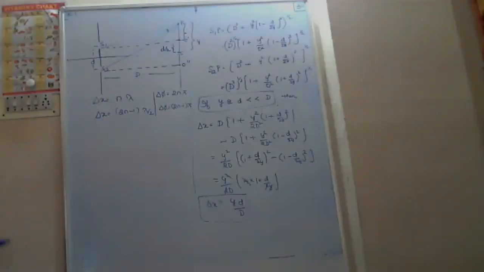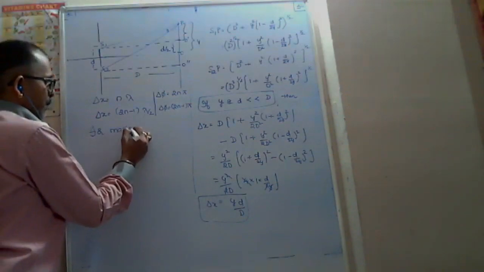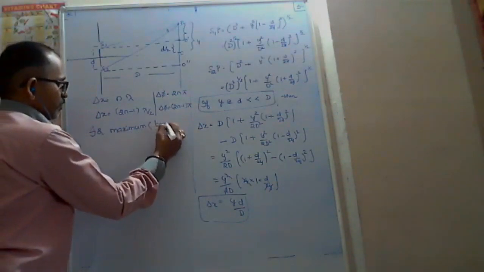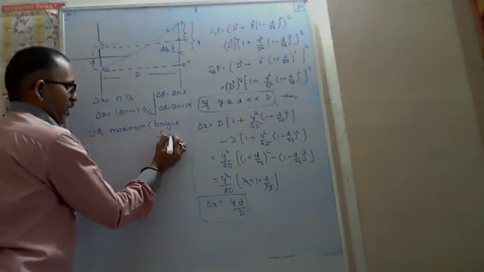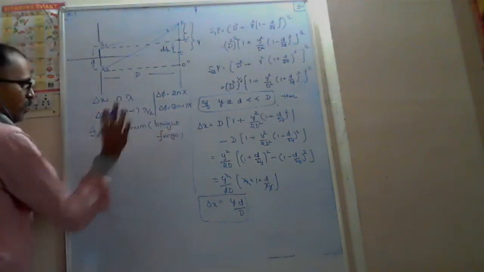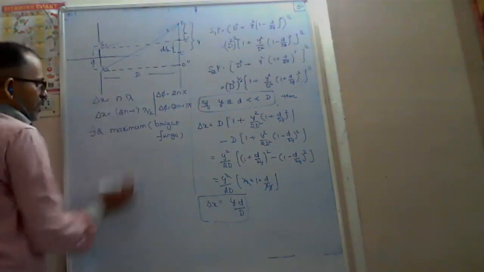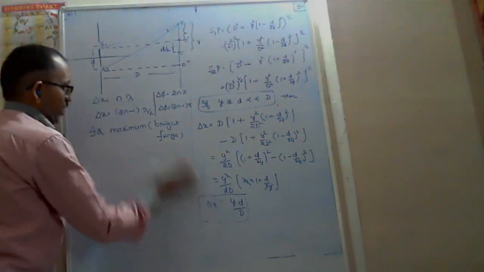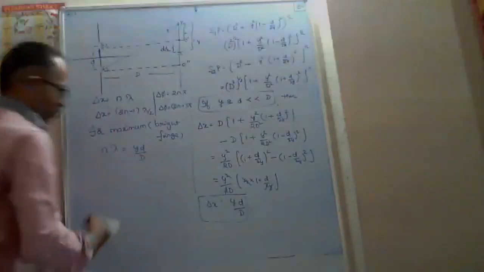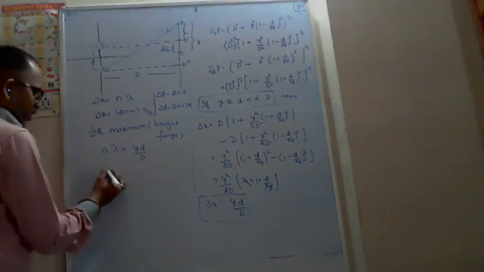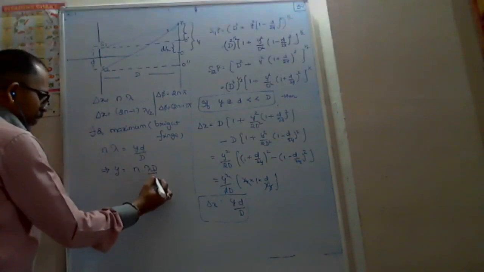Now substitute here. What to substitute for maximum? Maximum means bright. That line we call a fringe, bright fringe. What is the condition if they ask? Delta x equal to n lambda. So n lambda is equal to y d by D. That implies y is equal to n lambda capital D by small d.